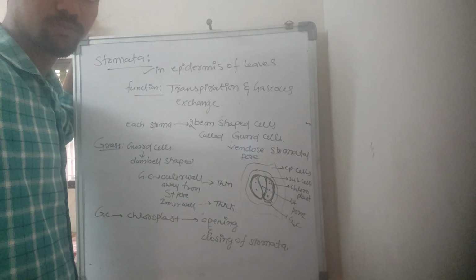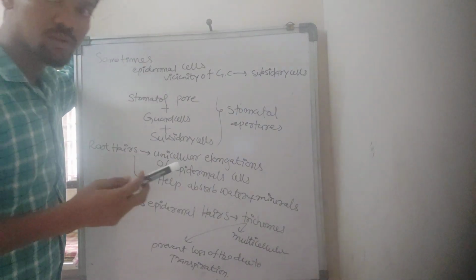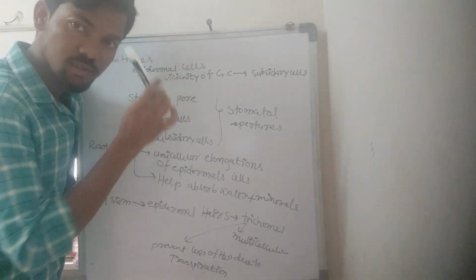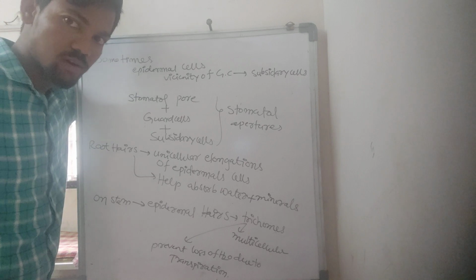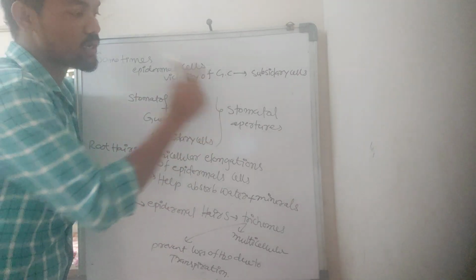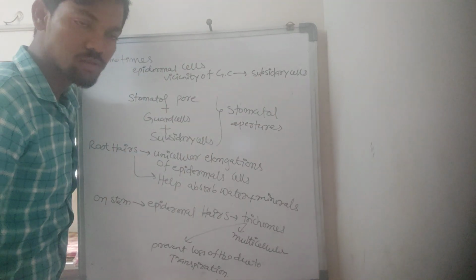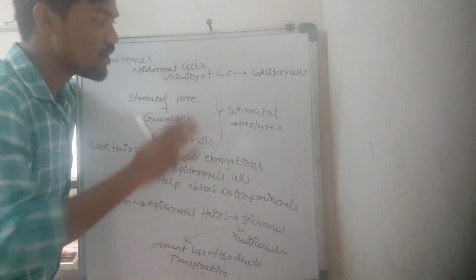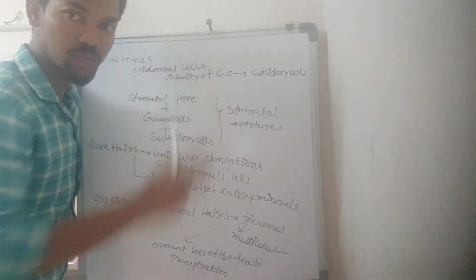Listen, sometimes epidermal cells take charge of guard cells, in the vicinity of guard cells. In that condition, those epidermal cells are also called subsidiary cells. Substitution means that if guard cells are not functioning, they enter the field. So these are called subsidiary cells.